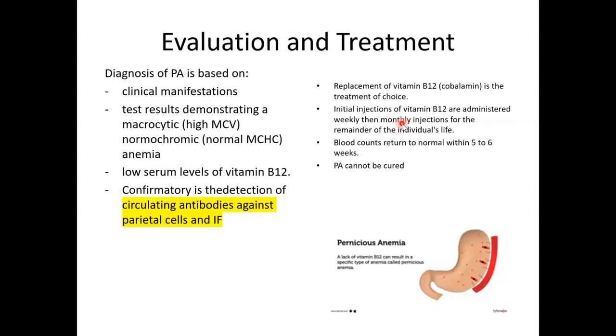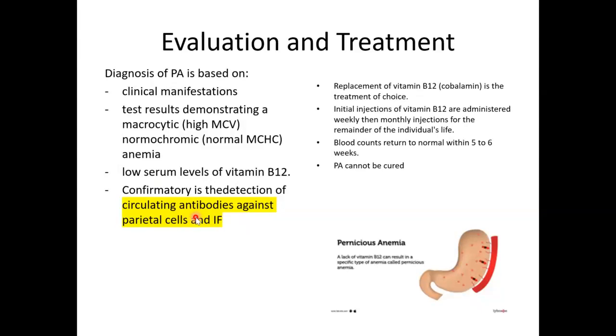The other thing that's important to know here: if somebody has a vitamin B12 deficiency, they get the injections, and then we get their B12 level up, then they can take oral B12 every day just to keep their B12 level up. But if somebody is positive for the antibodies against the parietal cells or the IF, they can't take oral. I mean, they can, but it's not going to work, right? They don't have the ability to move that B12 through the gut.